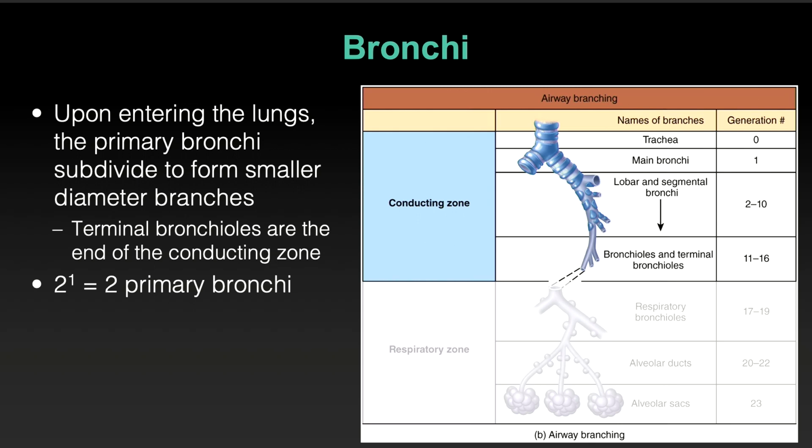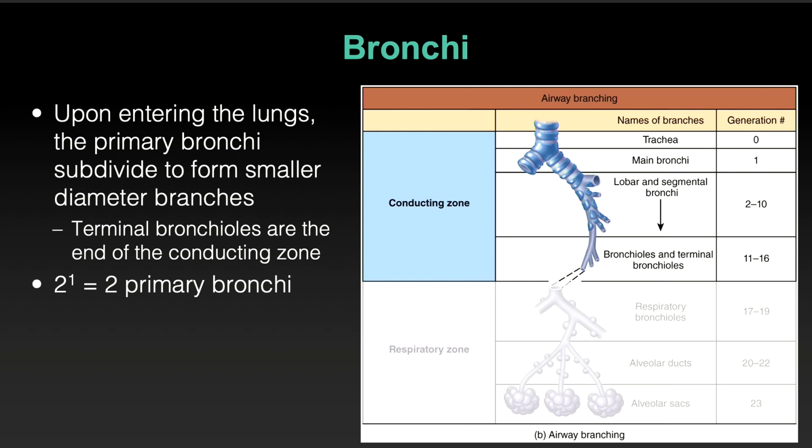So, if every division results in 2 new branches, like for instance the trachea, when it divides, we get 2 primary bronchi. If they then divided into two airways, and then those divided into two airways, and so on and so forth, to appreciate the amount of branching in the lung, we can consider the first generation, the first split, is 2 to the power of 1, meaning there are 2 primary bronchi.